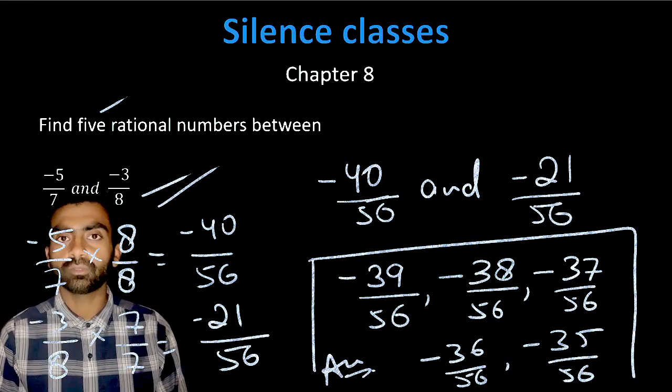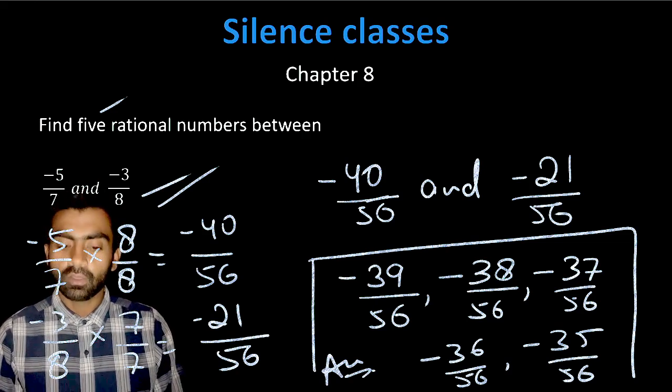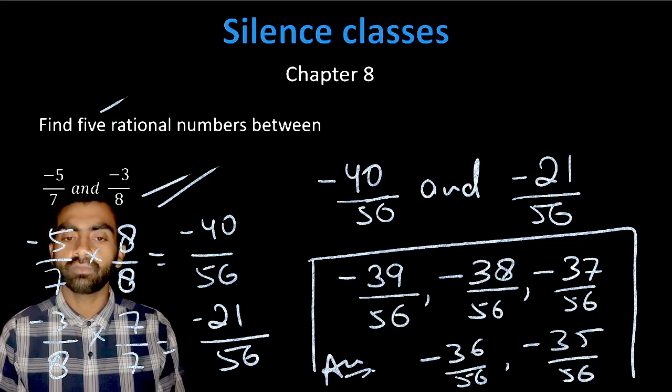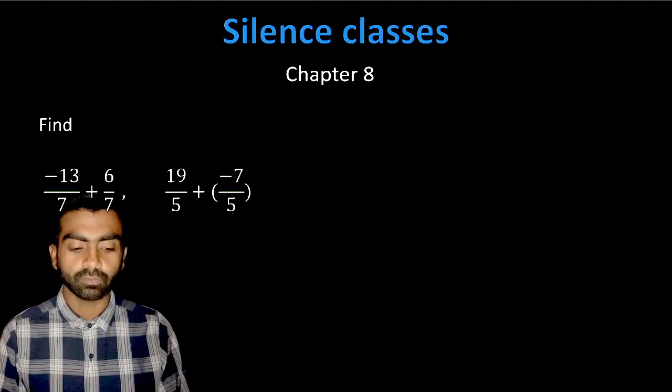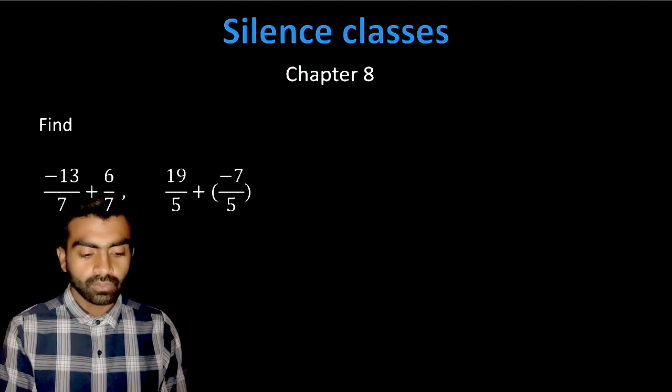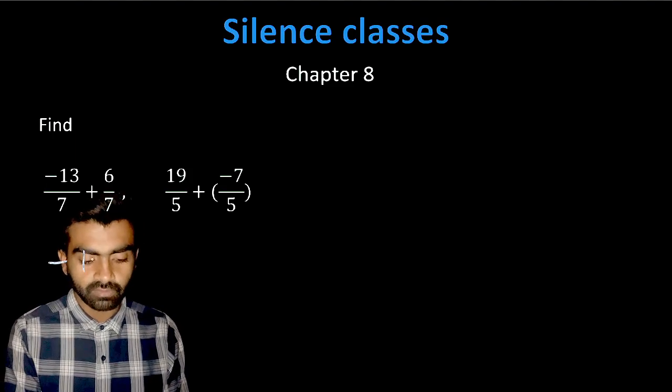First of all, watch the introduction part, try to do it by yourself. Pause my video, try to do it by yourself, then you can check whether you are right or wrong. Now let's move to the next question. Find -13/7 plus 6/7.